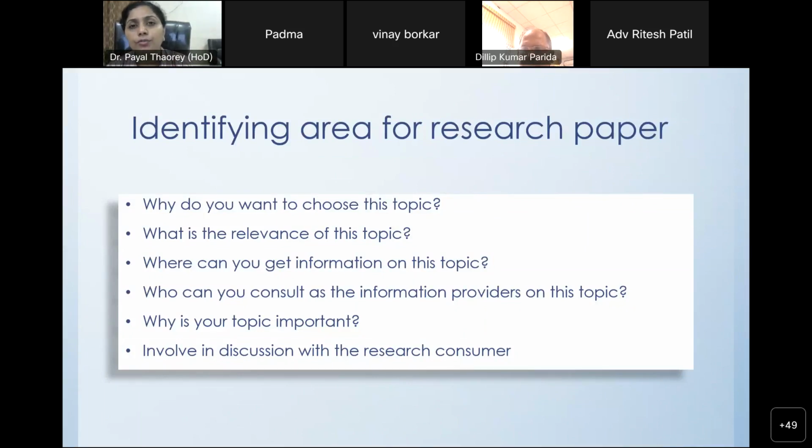Then what is the relevance of this topic with your research, with the topic of your PhD title, and then what is the relevance of this topic in the contemporary scenario for the society, for the people or for the stakeholders. So that relevance you have to identify. And then where can you get information on this topic?